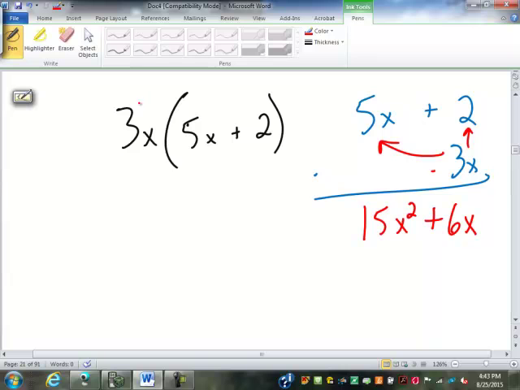Or if you wanted to distribute, of course, 3x times 5x is 15x squared. 3x times 2, 6x, and it's positive, so we put a plus in front of it.